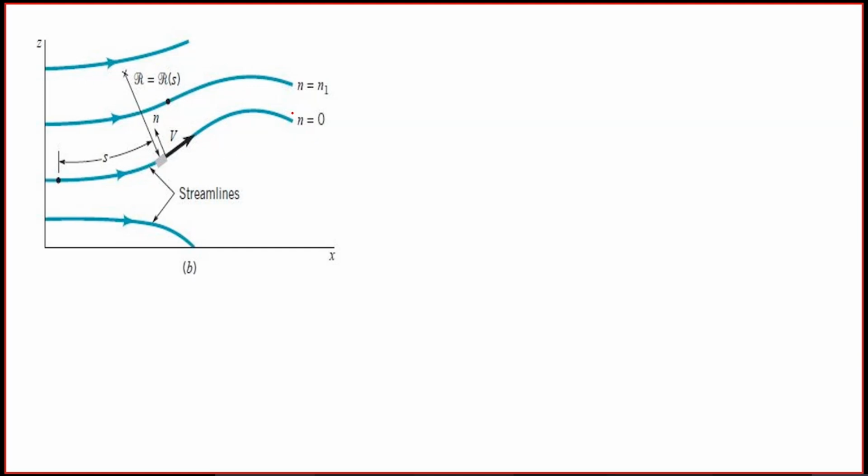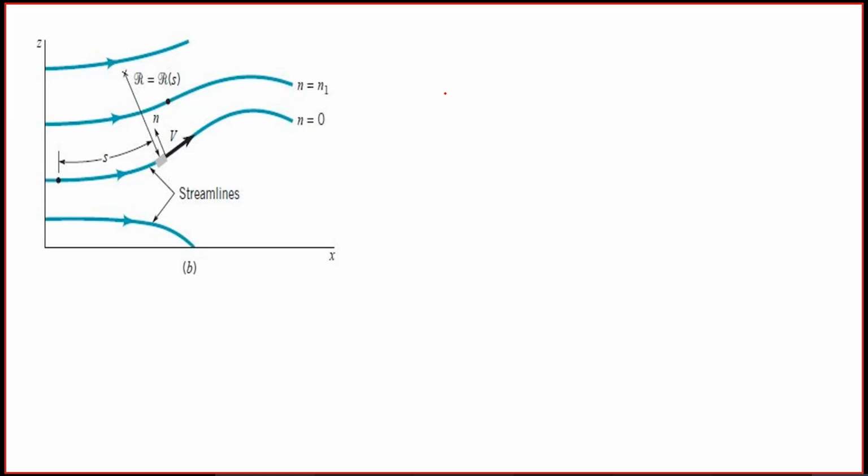And that is changing along a single streamline, the path is also changing. And when we move from one streamline to the other, n equals 0 is the first streamline and n equals n1 is the second streamline. Then in the second streamline, there is also change in path. The second streamline is another streamline. It has also its own path.